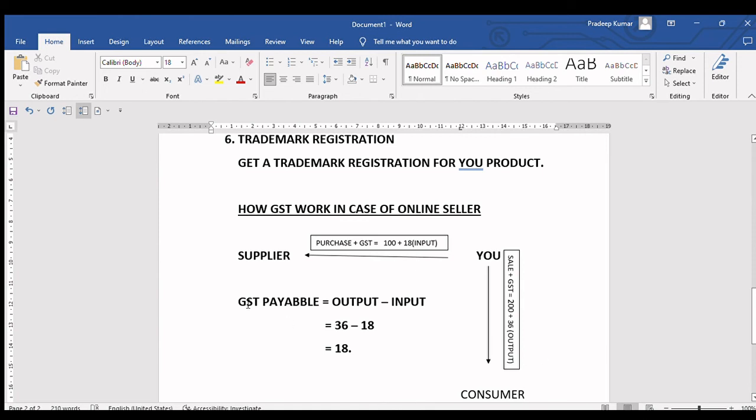So now guys, what is the amount of GST you have to pay? As you paid 18 rupees to the supplier, this is your input, and you get 36 rupees as output. So how do we calculate GST payable? Output minus input. 36 rupees is your output and 18 rupees is your input. Now you will have to pay 18 rupees. So GST payable is 18 rupees.